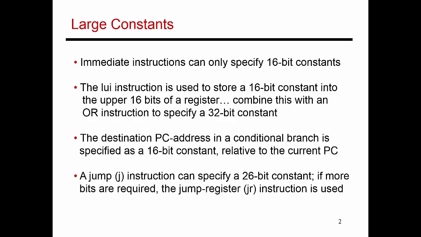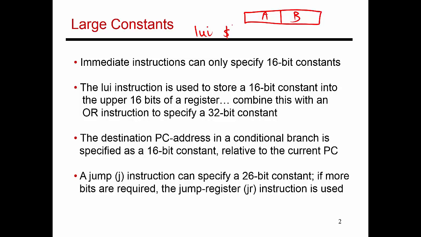Since I can only provide 16 bits of the immediate value in each instruction, I will need two instructions to work together to load a 32-bit value into a register. Let me show how that's done. If this is the 32-bit value that I'm trying to load into a register, I break it up into two halves, A and B. Then I use a special LUI instruction, which stands for load upper immediate.